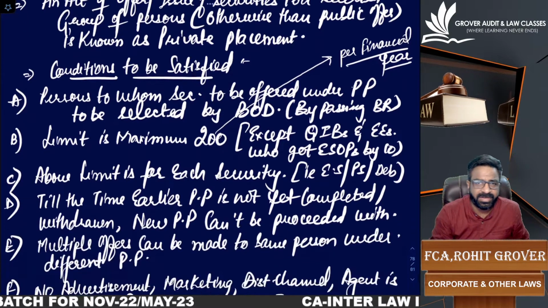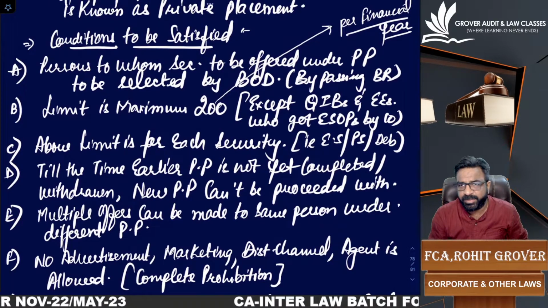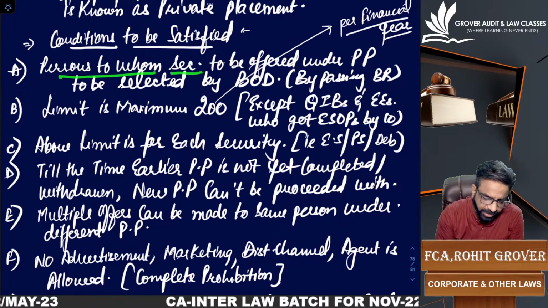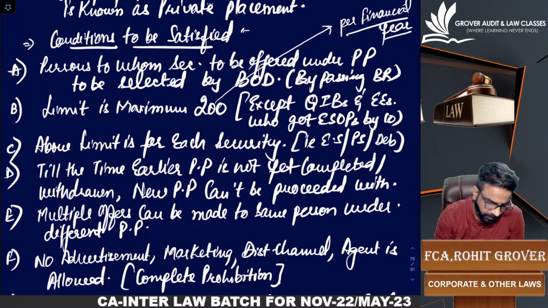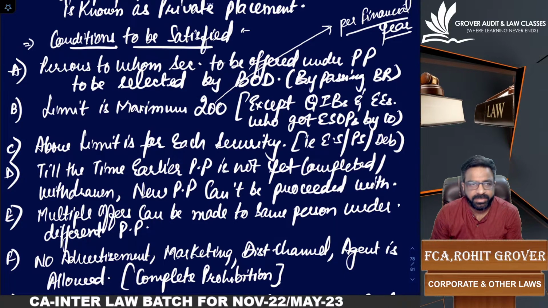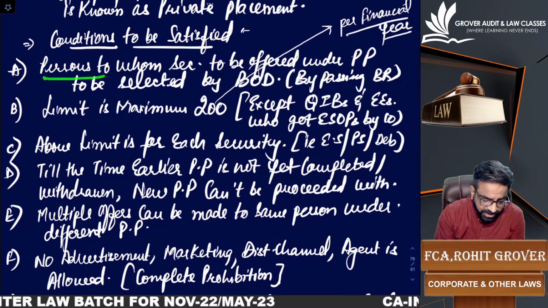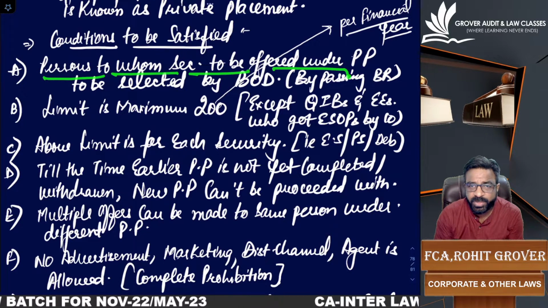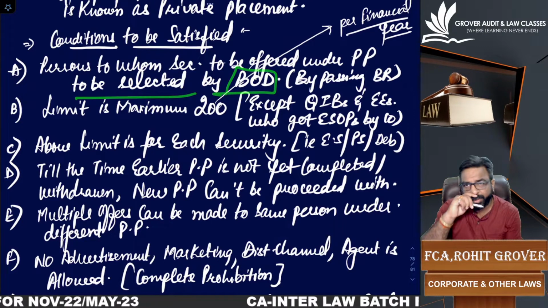Continue, Ma. What are the conditions to be satisfied for the private placement? Continue with condition number one. Persons to whom securities are to be offered under private placement are to be selected by the Board of Directors, by passing a board resolution. Now listen to this point. The persons to whom securities are to be offered under private placement are to be selected by whom? Board of directors.